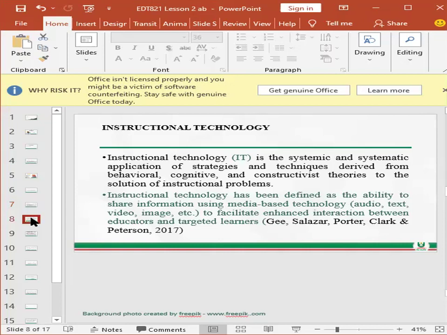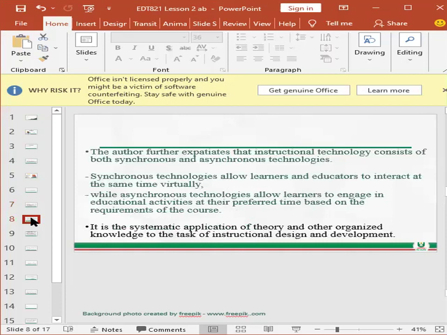Also, the author further expatiates that instructional technology consists of both synchronous and asynchronous technologies. Synchronous technology allows learners and educators to interact at the same time virtually. Is this not a normal practice? So this course is to come up on Friday between 12 and 1. We will interact.